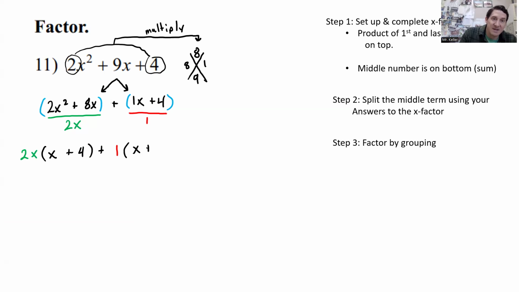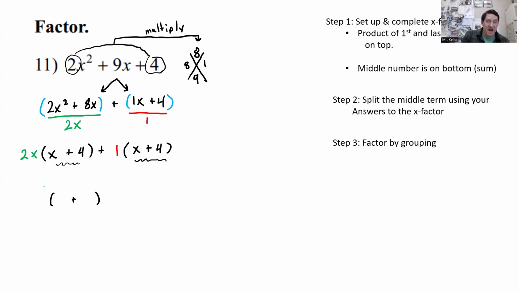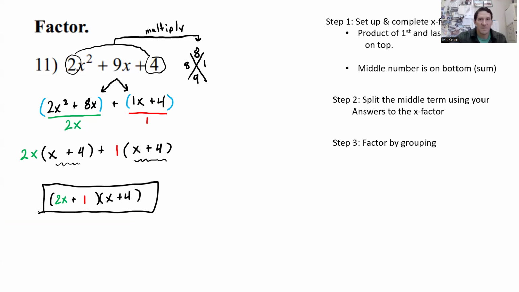What's convenient is that doesn't change that grouping, 1x plus 4. I'm just going to write it as x plus 4 so that we can see that these do, in fact, match. Once those match, then we're good. We can regroup together our factors. The first factor is the GCFs grouped together, so it's 2x plus 1. And then the identical factor, x plus 4, is left over. There we go. Let's do one more.